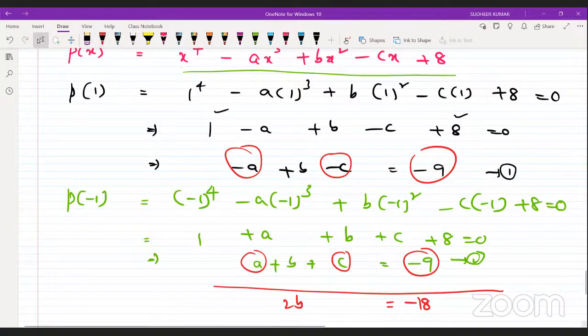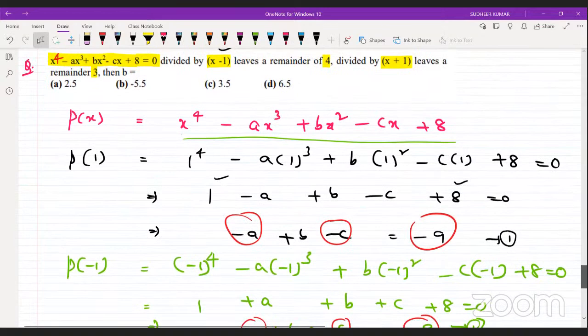Oh, here the remainder is different. So I didn't get it. Here we have to see the remainder. When p of 1 leaves the remainder 4, we should write the remainder is 4. If it is 4, minus 9 is minus 5. Sorry for that.